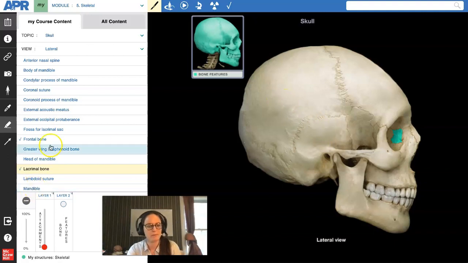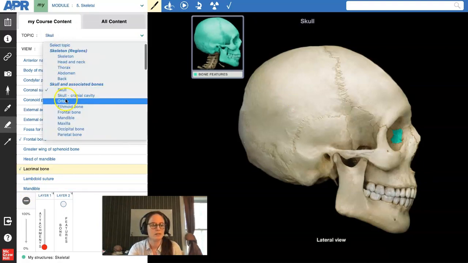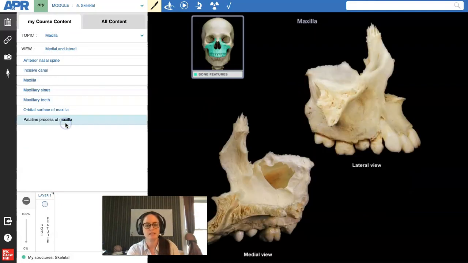Mandible. Sure, why not? Let's go to the mandible here. Here's a good lateral view of the mandible, and it's just identifying the mandible. So that's going to be your jaw. There's only one. It's not a paired structure. And we only have a lateral view. Okay, that's fine.